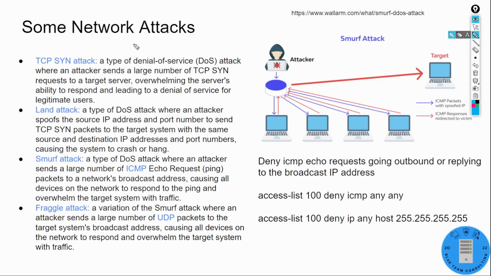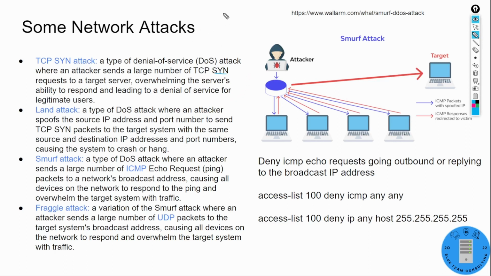This is a type of denial of service attack where an attacker sends a large number of SYN requests to the target server, and it's going to overwhelm that server's ability to respond, and it's going to lead to a DOS of that server for any legitimate person who is trying to reach out and establish a connection with it.